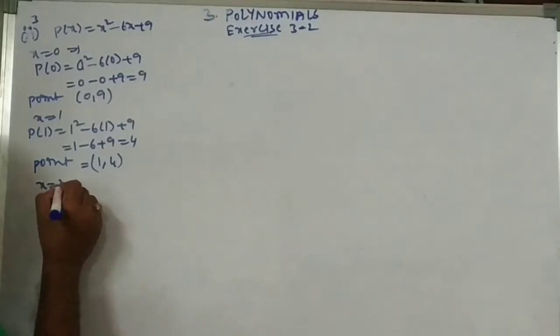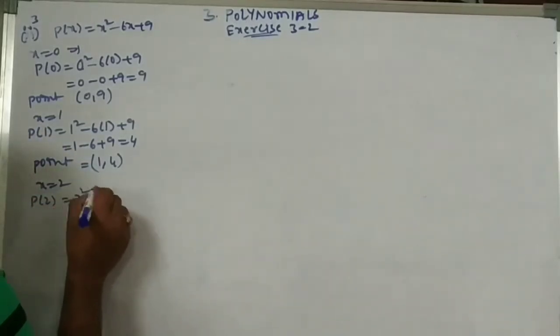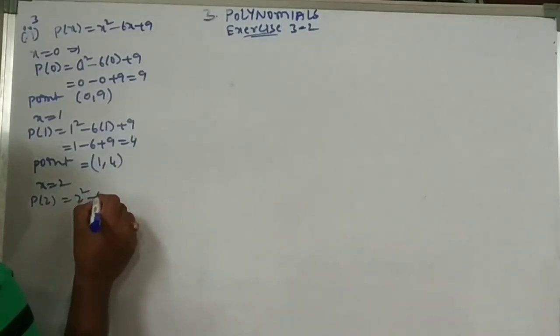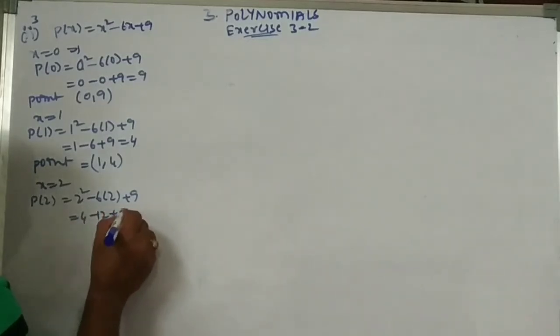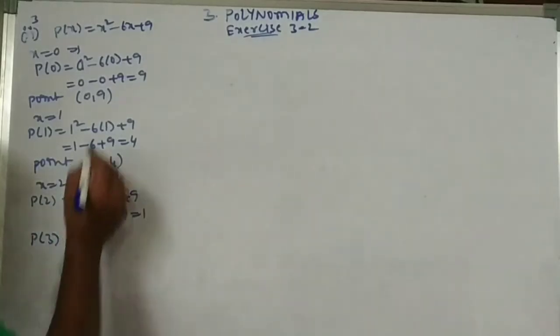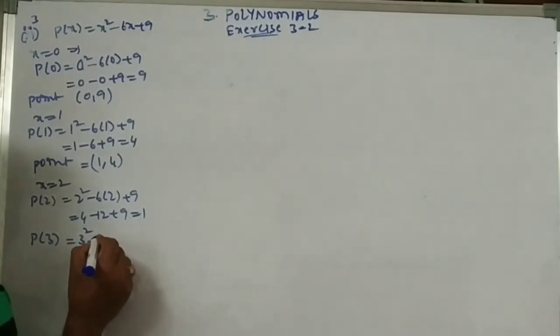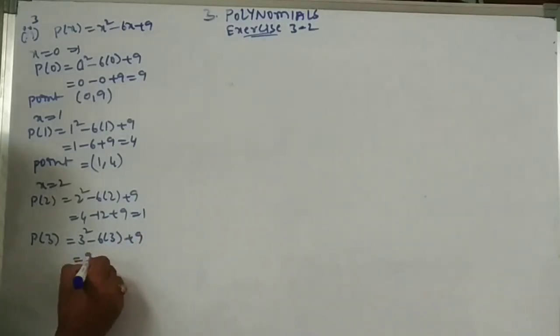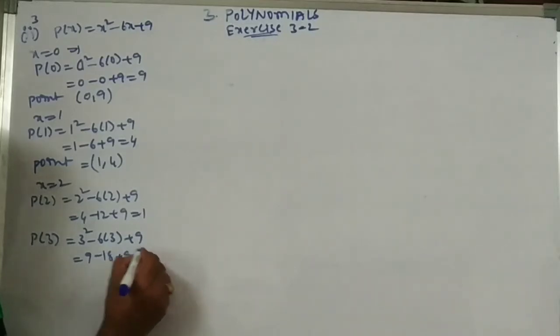Taking x equal to 2, p of 2 equal to 2 square minus 6 into 2 plus 9. 2 square equal to 4 minus 12 plus 9. 4 plus 9 is 13, minus 12 is 1. Next p of 3. x equal to 3, substitute 3 square minus 6 into 3 plus 9. 9 minus 18 plus 9. 9 plus 9 is 18, minus 18 is 0.